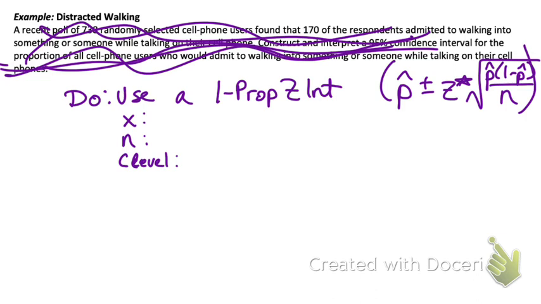All right, what is the x? What is the value of the successes in the sample? 170. What is the sample size? 38. And what is the confidence level? 0.95. Make sure you put it in as a decimal, otherwise you'll get an error. And then you can simply write down your interval.